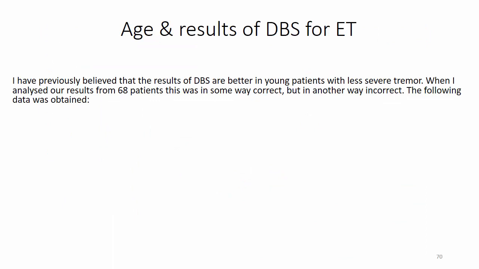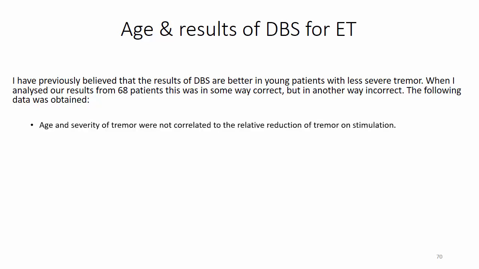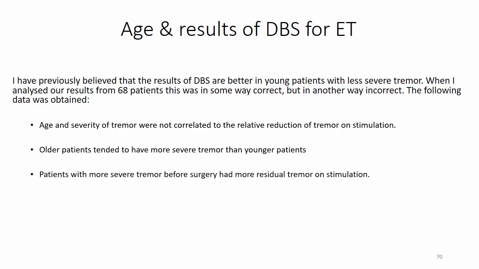Regarding age, I have previously believed that the results of DBS are better in young patients with less severe tremor. When I analyzed our results from 68 patients, this was in some way correct, but in another way incorrect. The following data was obtained. Age and severity of tremor were not correlated to the relative reduction of tremor on stimulation. Older patients tended to have more severe tremor than younger patients. And patients with more severe tremor before surgery had more residual tremor on stimulation.